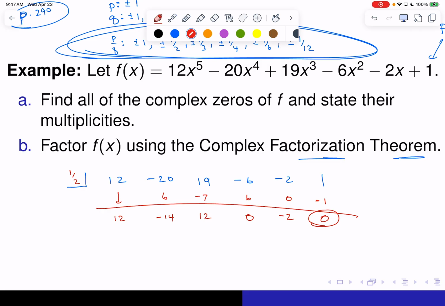Now, we've taken it from x to the 5th. What are we down to so far? We're down to x to the 4th. We've got to get it down to x squared so we can use quadratic formula. All right, here we go. If it works again, then you do it again. We've got to keep going until we can either factor it or use quadratic formula.